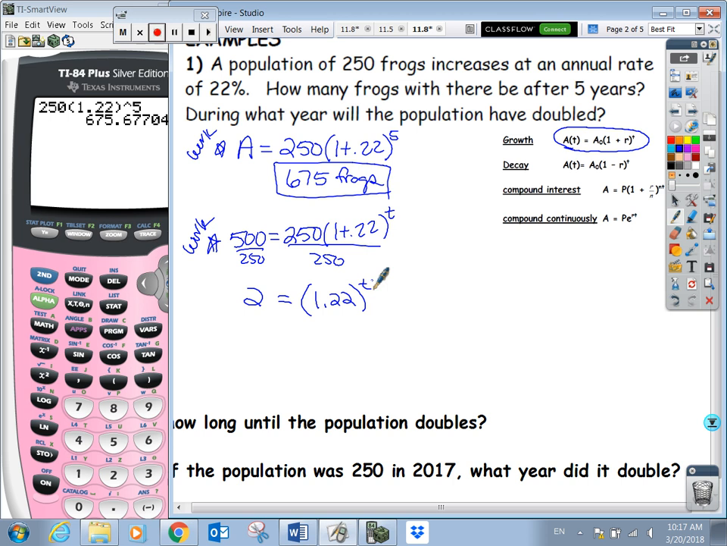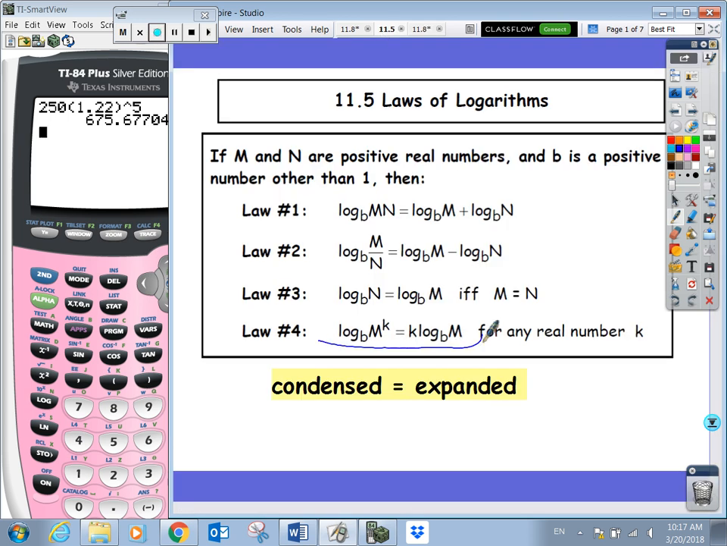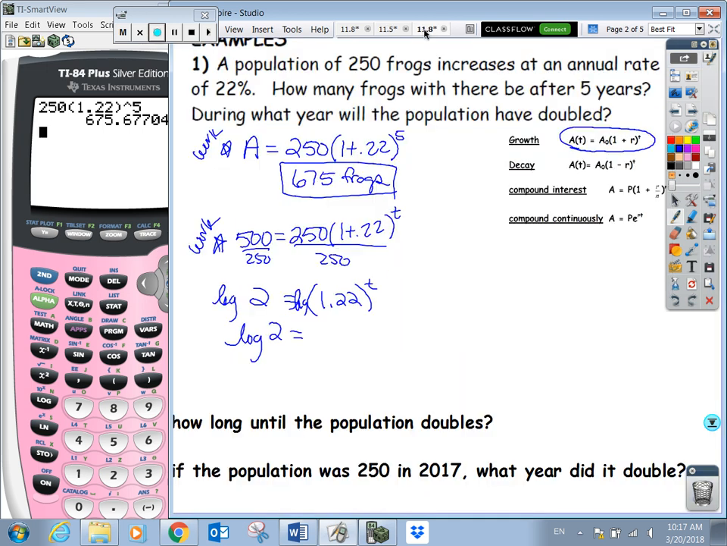Okay? This is b to the x equals y, so we could say log base b of 2 equals t. Or we can take the log of both sides, which ends up being the same: log of 2 equals, we can bring that t down now because of this law right here. Using this law, it's in this form. We're moving to that form right there. So this t I can bring down and say t log of 1.22.